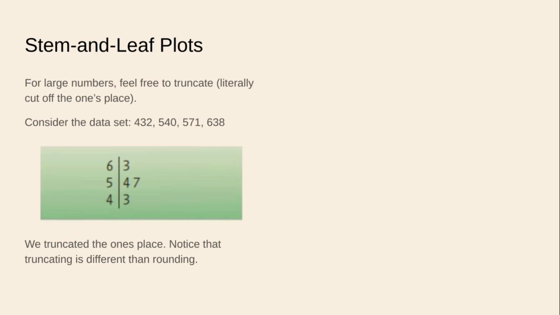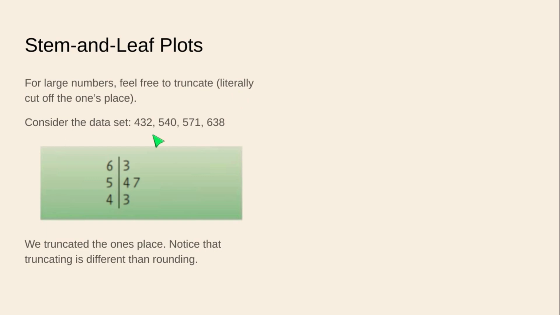Stem and leaf plots. For large numbers, you won't see this terribly often, but in case you do, for large numbers, we can feel free to truncate, all right? And to truncate, we're literally getting rid of a place value, all right? That's what truncating means. It's not rounding, and we'll talk about that in just a moment, okay? Truncating is literally getting rid of a place value, okay?